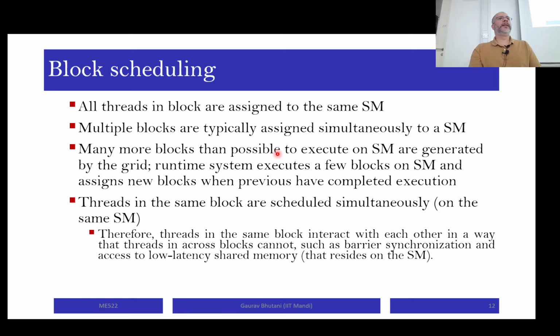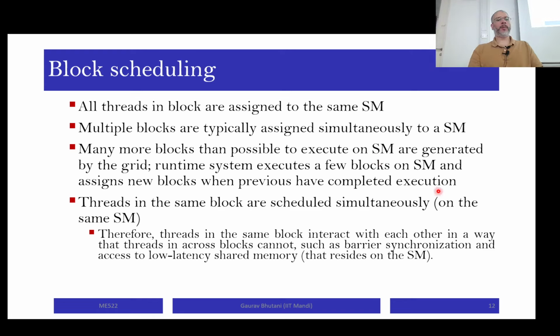In fact, when you launch threads using a kernel in CUDA C code or CUDA Python code, you generate many more blocks than the number of blocks that can execute on a given streaming multiprocessor. So if your streaming multiprocessor can fit 3 blocks, you generate 6 blocks for that SM. So what will happen is, first 3 blocks will execute, then after that in a sequential fashion 3 more blocks will execute on the same SM.